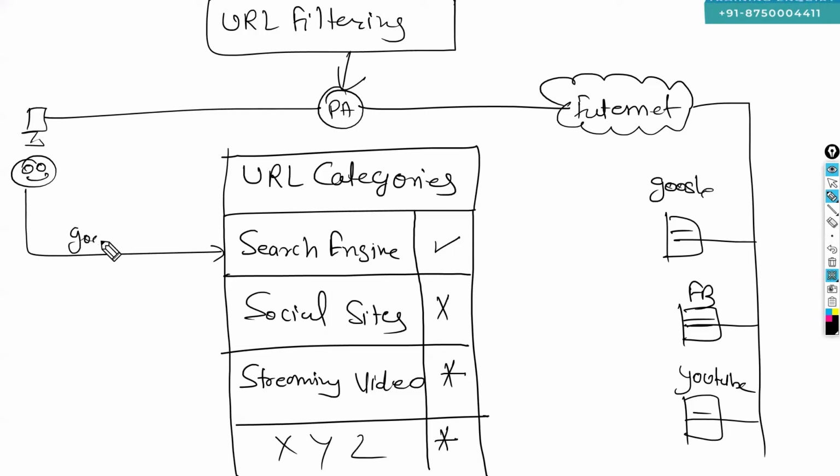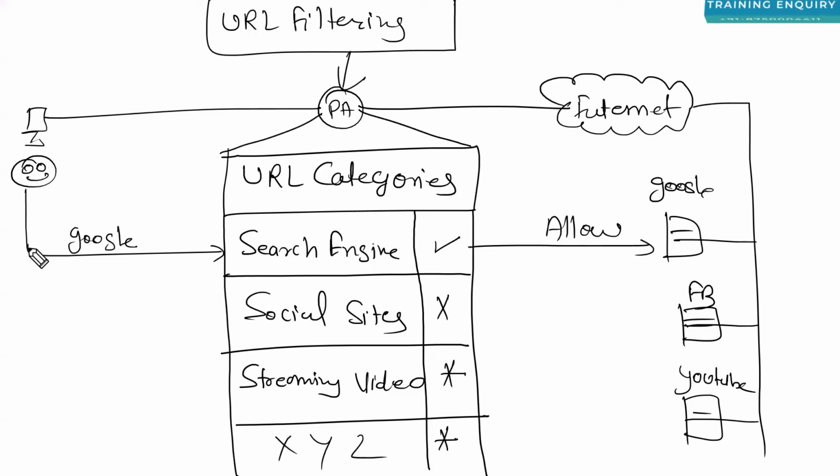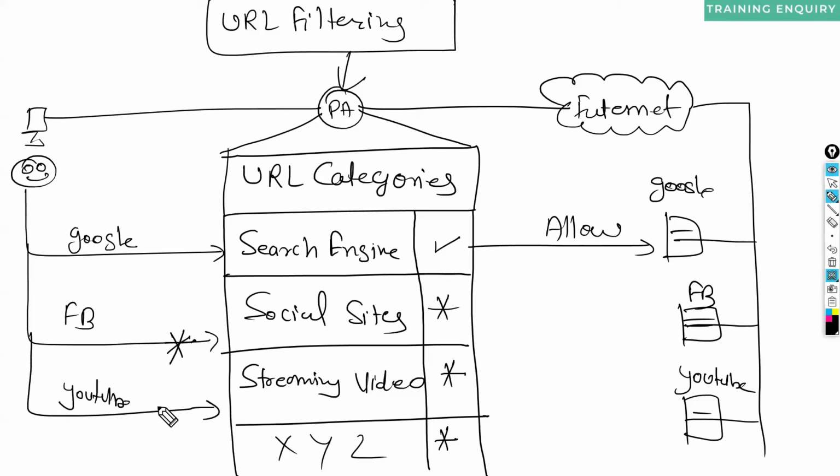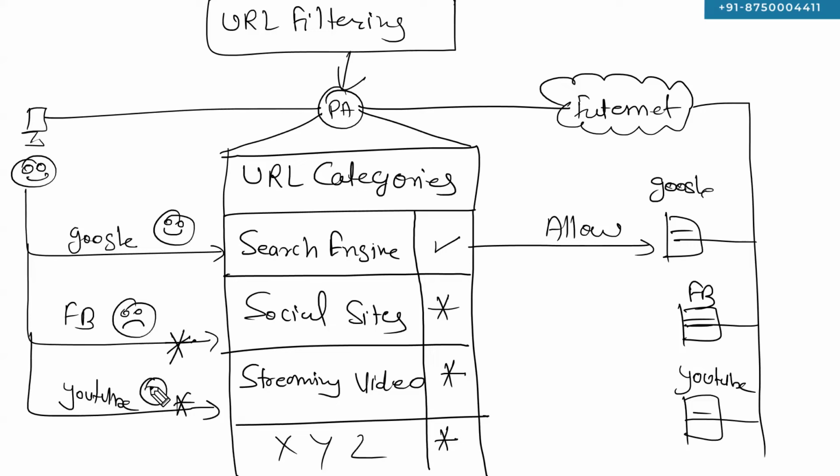If a user says, I want to go to Google, Google belongs to the search engine category. Palo Alto knows that this is a search engine, so the search engine request is allowed. If the user says, no, I want to access Facebook at this time, Facebook belongs to social sites. According to our policy, that is denied, so this session will be blocked by the firewall. Same for YouTube. Now the user will only be able to access those websites which are defined by you.